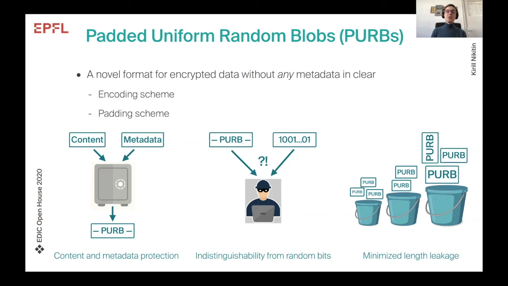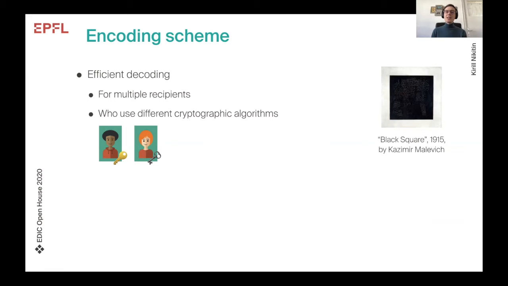And to enable creation of such padded uniform random blobs, we designed two schemes, one for encoding and the other one for padding. Interestingly, the main challenge for designing an encoding scheme was actually decoding, and in particular, how to make it efficient when you don't have any metadata in clear text. And it is especially challenging when you send that ciphertext to multiple recipients, and they might use different cryptographic algorithms. In our scheme, we use some combination of symmetric key and public key encryption, and data structures like hash tables, and some XOR mixing to make it efficient for any number of recipients and for any number of cryptographic schemes being used.